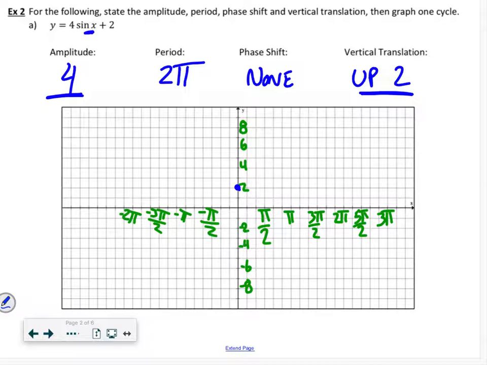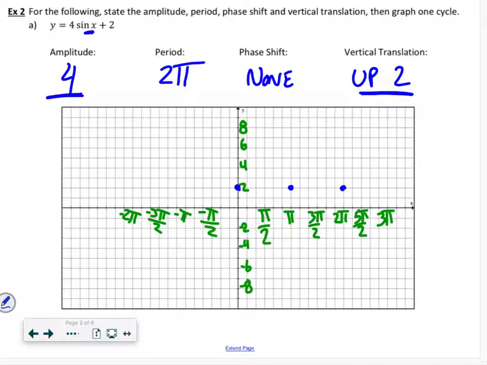So I've got up 2. I haven't moved anywhere else. I'm going to go one period over from that. So I'm going to go right to the end. I'm still up 2. Okay, now I'm going to cut that in half, because in the sine function it goes right through the middle, halfway. So I cut that in half.